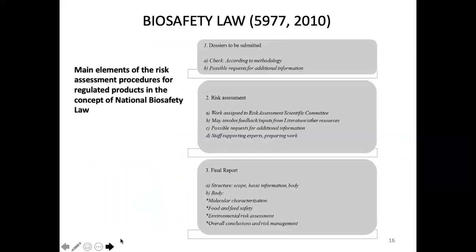And you can see here in this slide the main elements of the risk assessment procedures for regulated products in the concept of national biosafety law. One of them is dossiers to be submitted, secondly risk assessment, and lastly the final report. The final report includes some information about the GM structure, GM molecular characterization, food and feed safety, and environmental conditions, management.